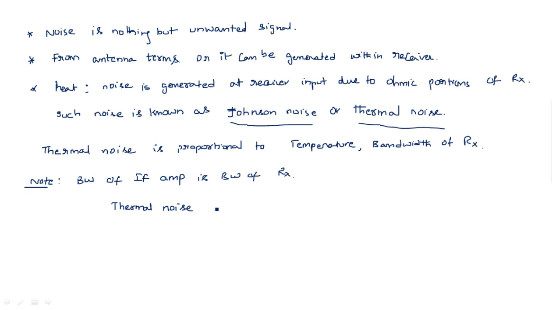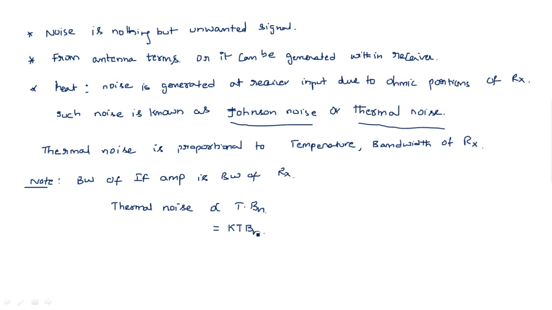Thermal noise is proportional to temperature times the bandwidth of the IF amplifier. Here I am representing the bandwidth as Bn. Bn is nothing but noise bandwidth, where the amount of noise that enters into the receiver is purely dependent on the IF amplifier. So that's why Bn, noise bandwidth. If you remove this proportionality constant, it becomes KTBn.